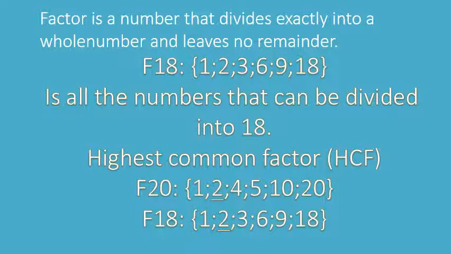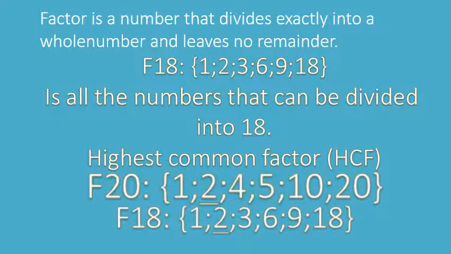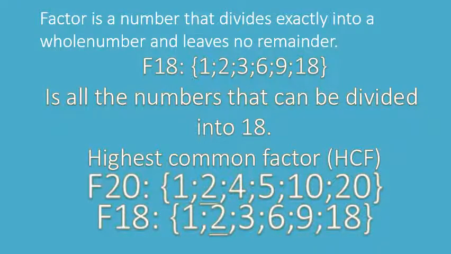So what is the factors then for 18? 1, 2, 3, 6, 9, and 18. So what number do they have in common but is also the highest? Yes, it is the numbers that are underlined, the number 2. Because even though it's a low number, it's still the highest number that they have in common with each other.